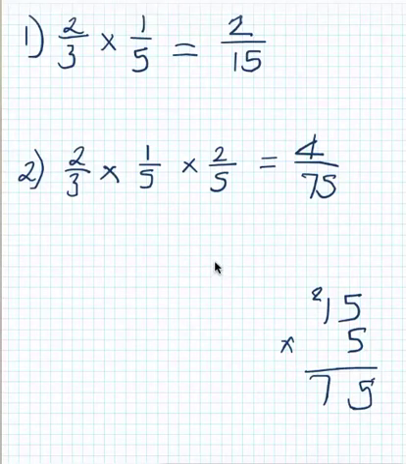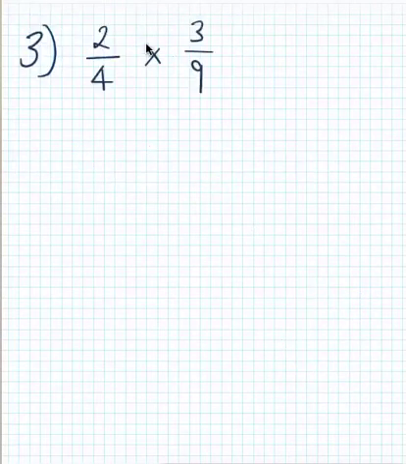Okay, so now let's do some where we have to simplify before we multiply. Okay, with question 3, now we can see that I've got a 2 on top and a 4 on the bottom, and straight away I know I can simplify this fraction.